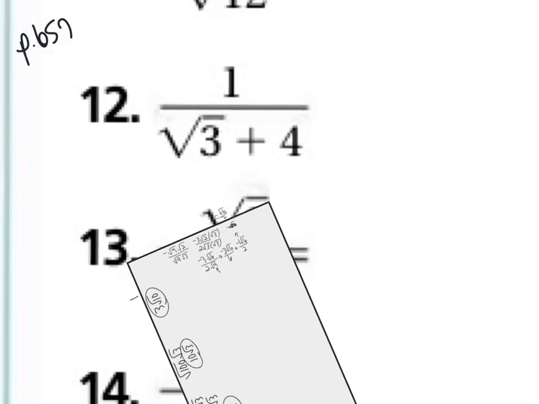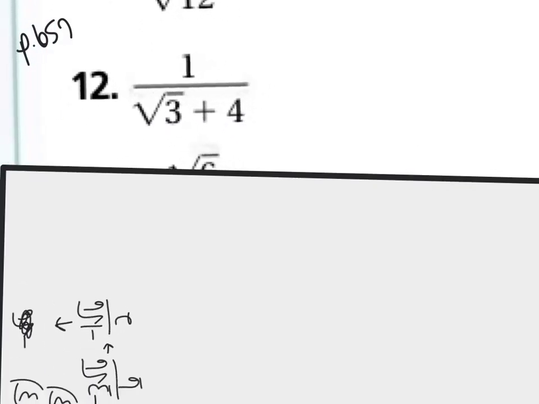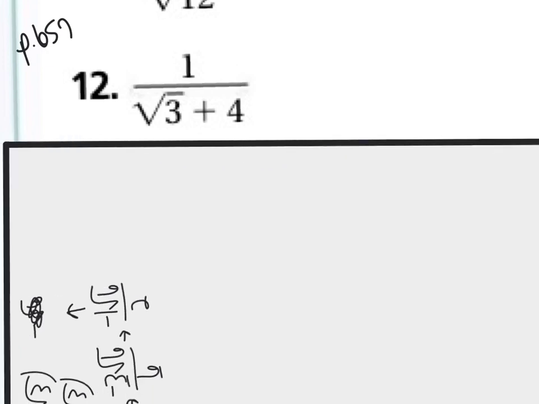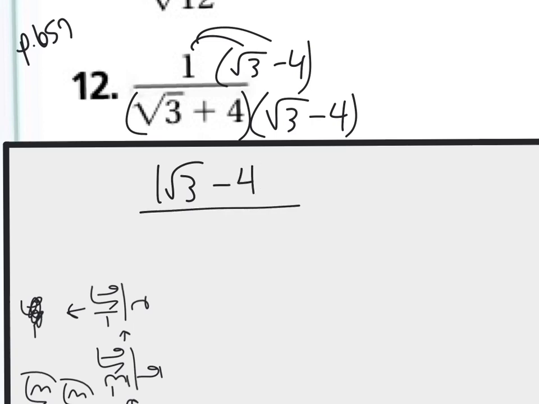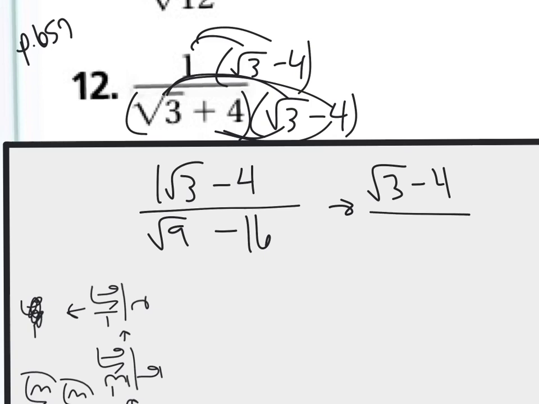Number 12, we've got a denominator that's a binomial, and it's got a radical in it. The only way we can get rid of that is to do the conjugate. So if you distribute that, denominator, that'd be square root of 9. Middle terms cancel, and minus 16. We really don't need the 1 in front of the square root of 3, so I'm just going to drop that off.